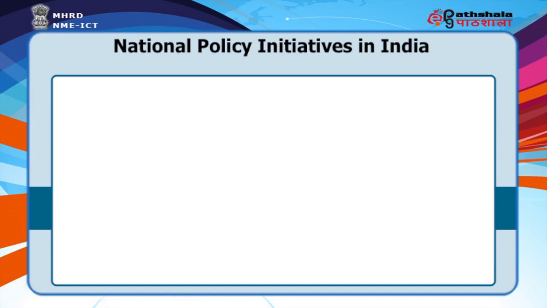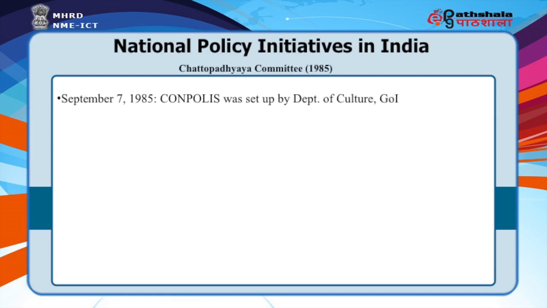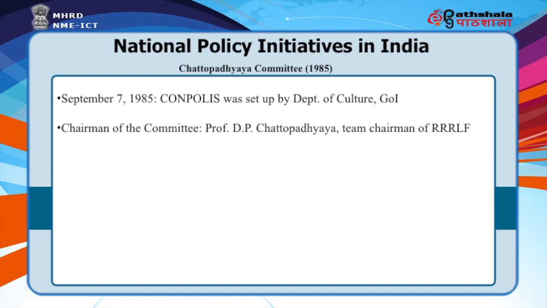National policy initiatives in India. The Department of Culture, Government of India, set up a Committee on National Policy on Library and Information Systems, CONPOLIS, on 7 September 1985, under the chairmanship of Professor D.P. Chattopadhyaya, the then chairman of Raja Ram Mohan Roy Library Foundation. This committee submitted its report on 30th May 1986.